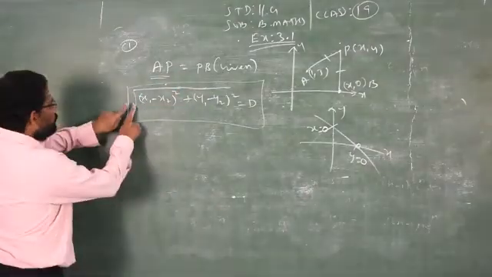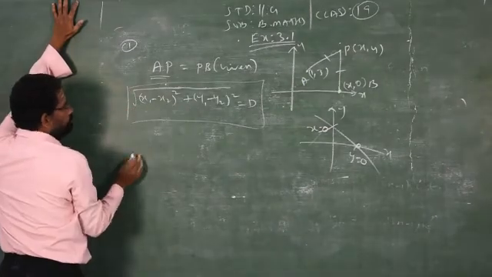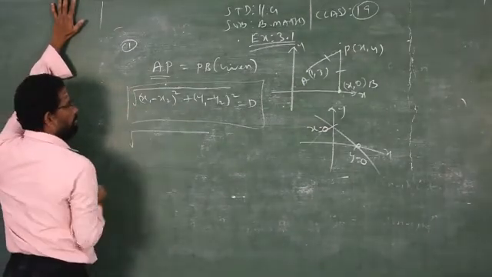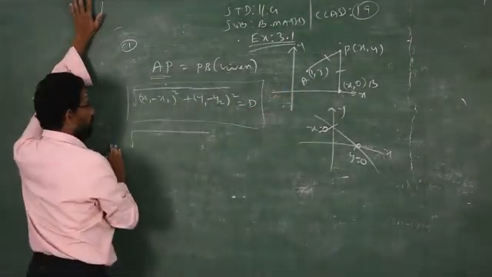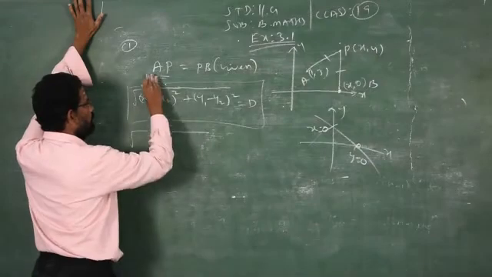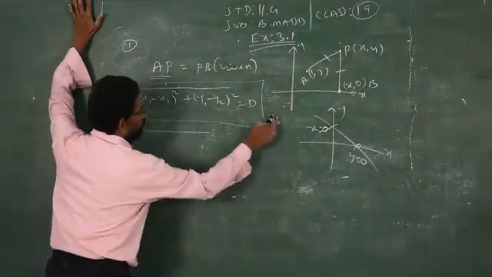So what is the formula? The square root of... you have to take AP on the left side, PB on the right side. Just apply the formula for AP by using this formula. Clear?